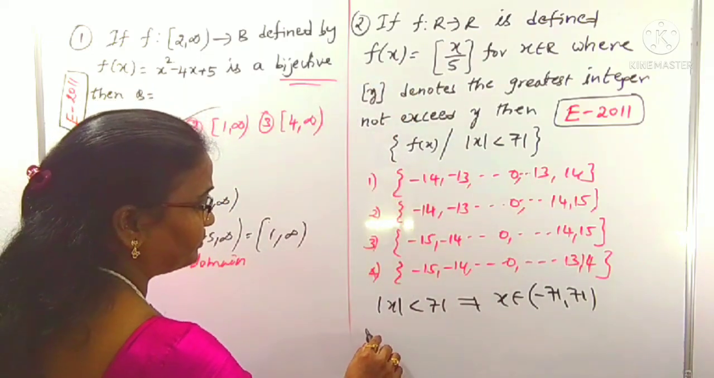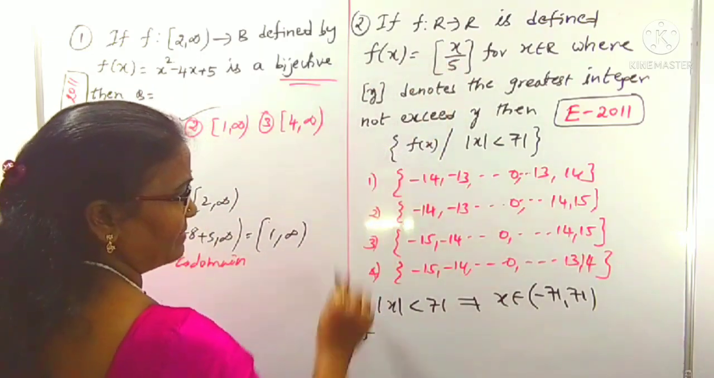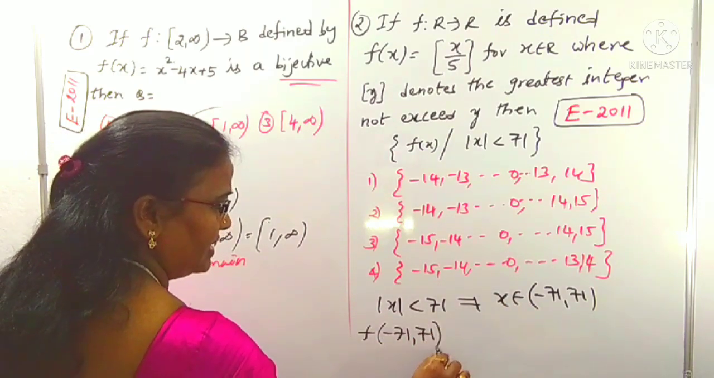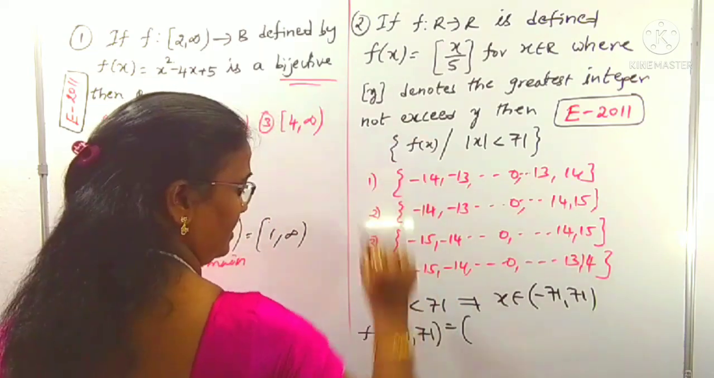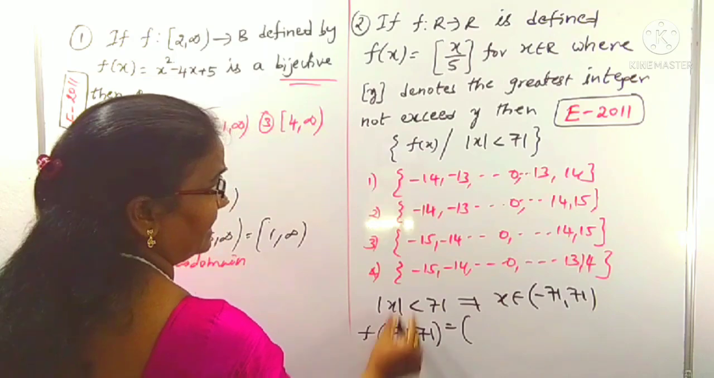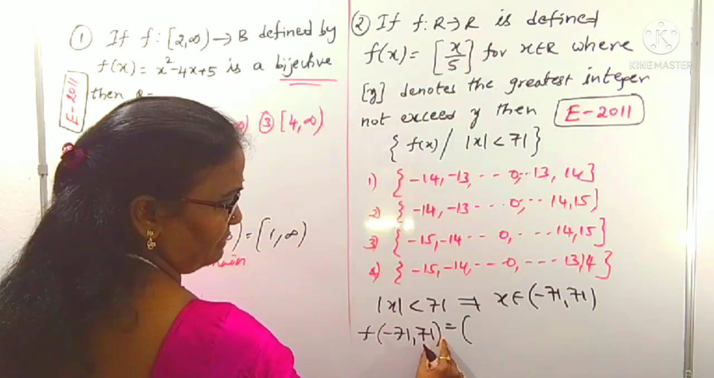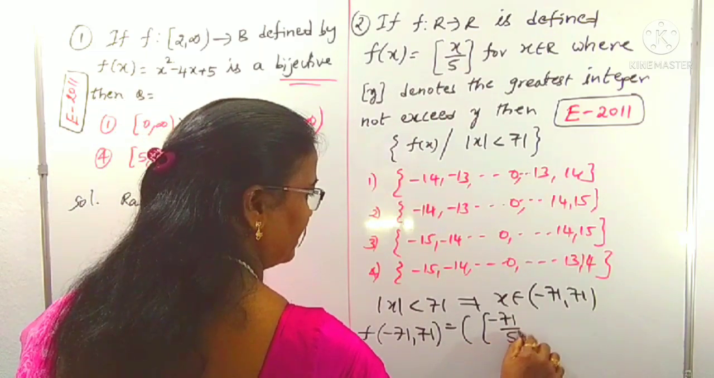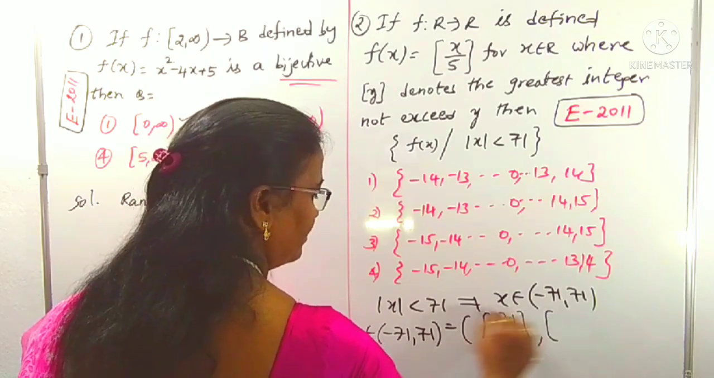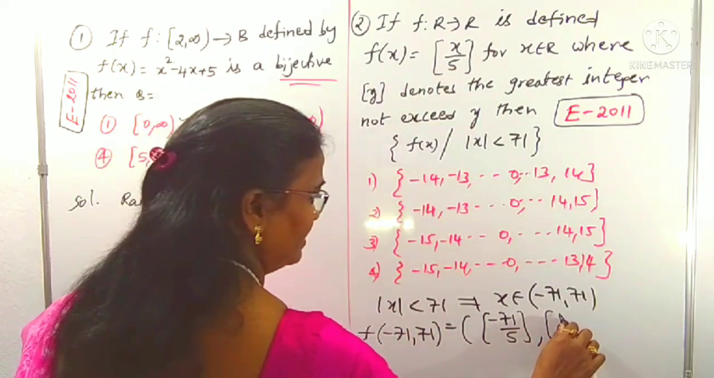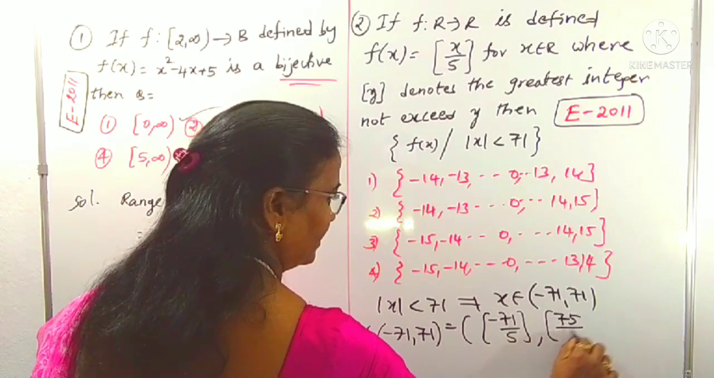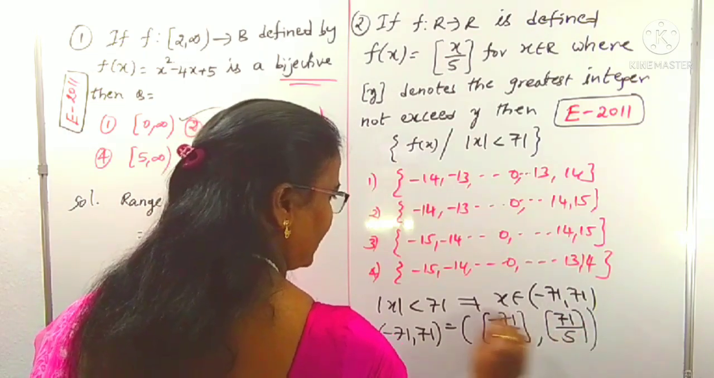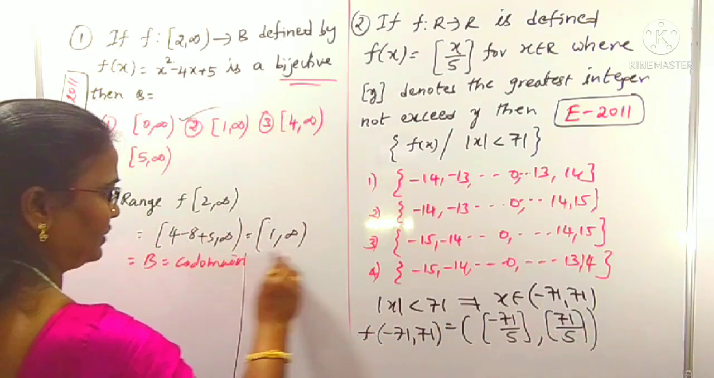f of x is given as step of x by 5. So f on the interval minus 71 to 71 is the step of that interval. In place of x, we take minus 71 as the minimum value and plus 71 as the maximum value. So we take the step of minus 71 by 5, the minimum value, comma, the step of 71 by 5, the maximum value, in place of x taking 71.